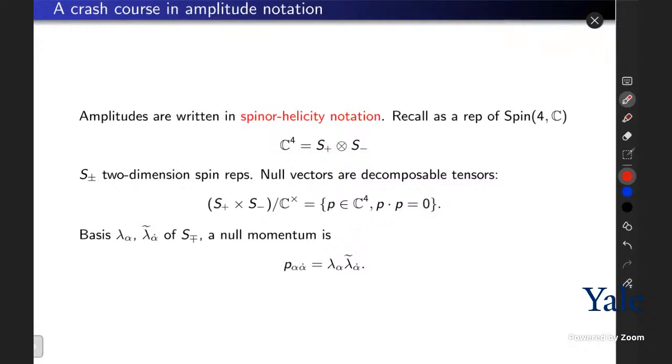Okay, so I want to explain a little bit about amplitudes, but when I was first trying to learn about this stuff, I kind of got a bit hung up on understanding their notation. At least I found it a little bit difficult to understand at first. So I want to spend maybe 5 minutes explaining the notation people use in the amplitudes literature.